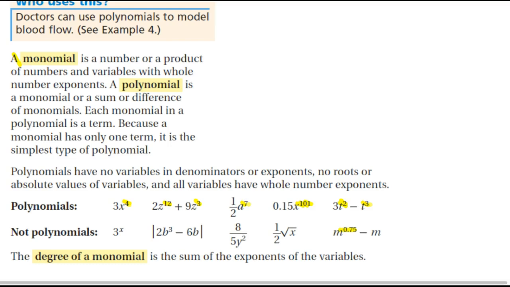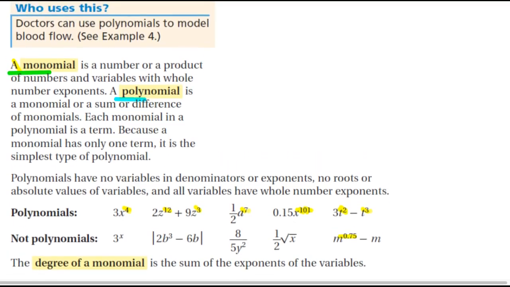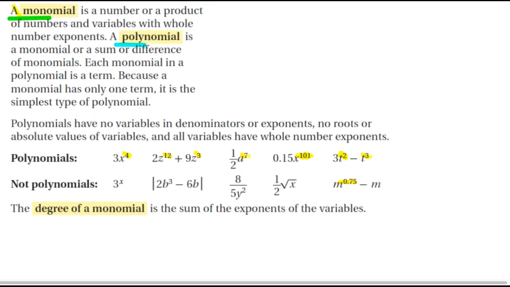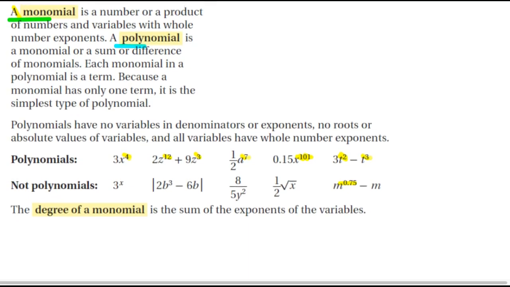Monomial and polynomial, you'll probably notice the prefix here. Mono means one and poly means many. So just having awareness of that. Here's some examples of what are polynomials and what are not polynomials. Just things to notice here. Polynomials have exponents that are whole numbers, and not polynomials have things like exponents that are variables, absolute value, exponents in the denominator, roots, so on.